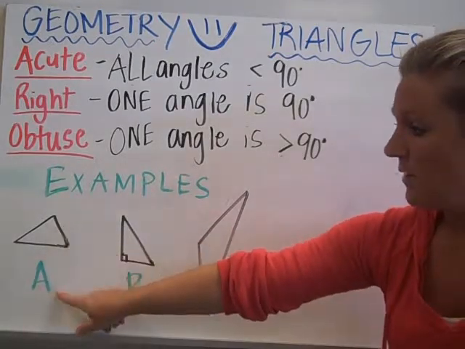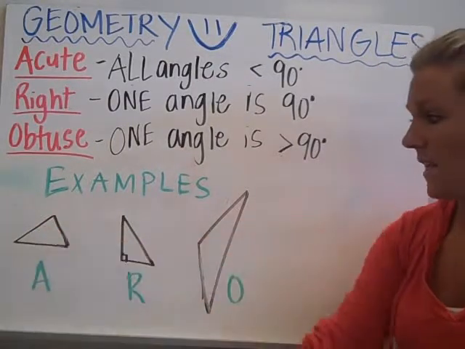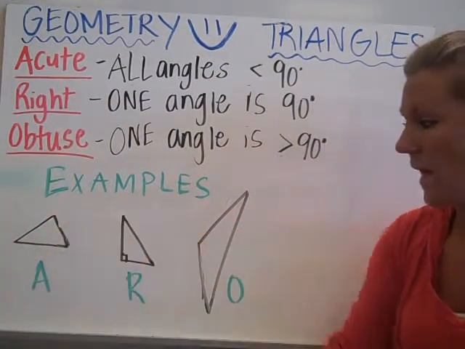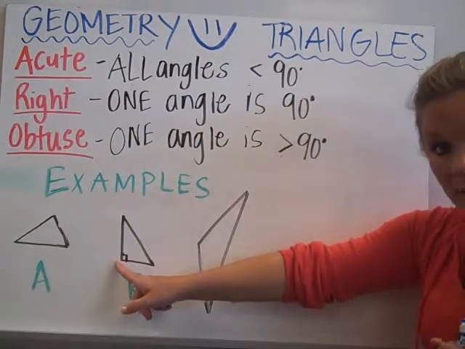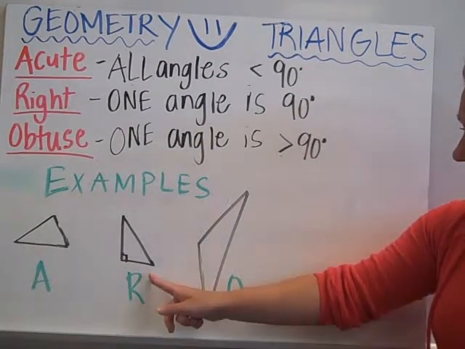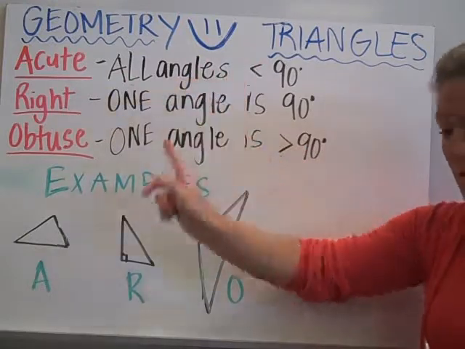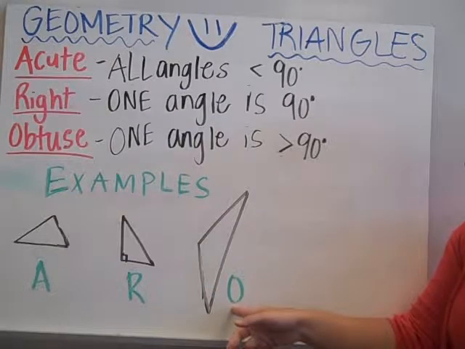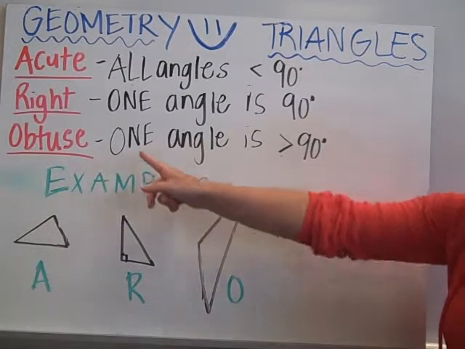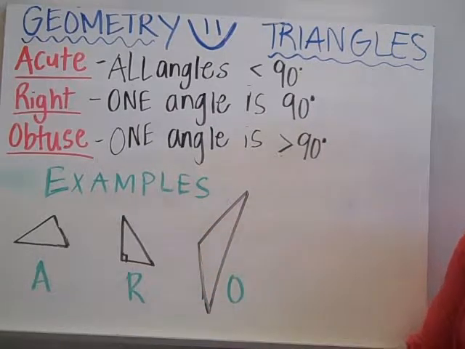So here's an example of an acute triangle. If I look at every angle here, they're all less than 90 degrees or less than a capital L. Here is an example of a right triangle, and you see my one 90-degree angle. The other 2 are acute, but that does not make it acute because remember, all angles have to be acute in order for you to classify it as such. And last is an example of an obtuse, okay? One angle is greater than 90. It would be this one here. It's more than the capital L, so it is obtuse.